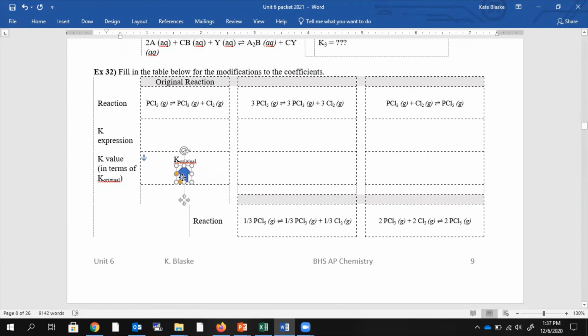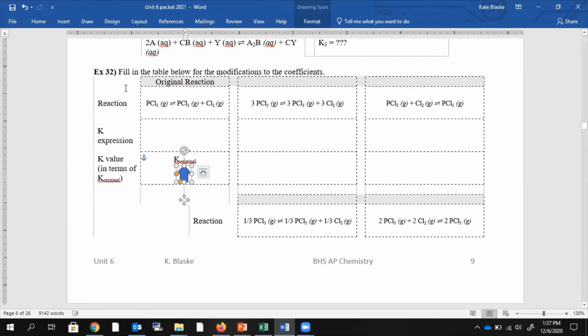So here in example 32, we've got our original equation, PCl5 making PCl3 and Cl2. If I want to write out my K expression for this, notice that this is in terms of pressures now, so we need to use our round parentheses. This would be the pressure of PCl3 times the pressure of Cl2 over the pressure of PCl5. None of those have coefficients other than 1, so it's going to stay that way, and its value for K is just K.